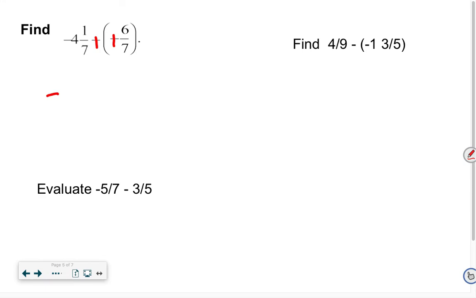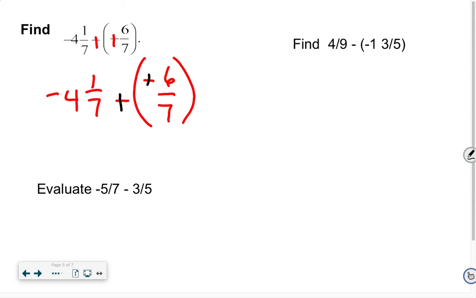Is that what it originally said? Yes. When I go in and I say change subtraction to a plus, add opposite, are they not opposite signs now? Yes? I got you now. Okay. Now, if I'm looking at absolute values, which one is the bigger number, Caden? -4 1/7. So I'm going to keep the sign of the bigger number.